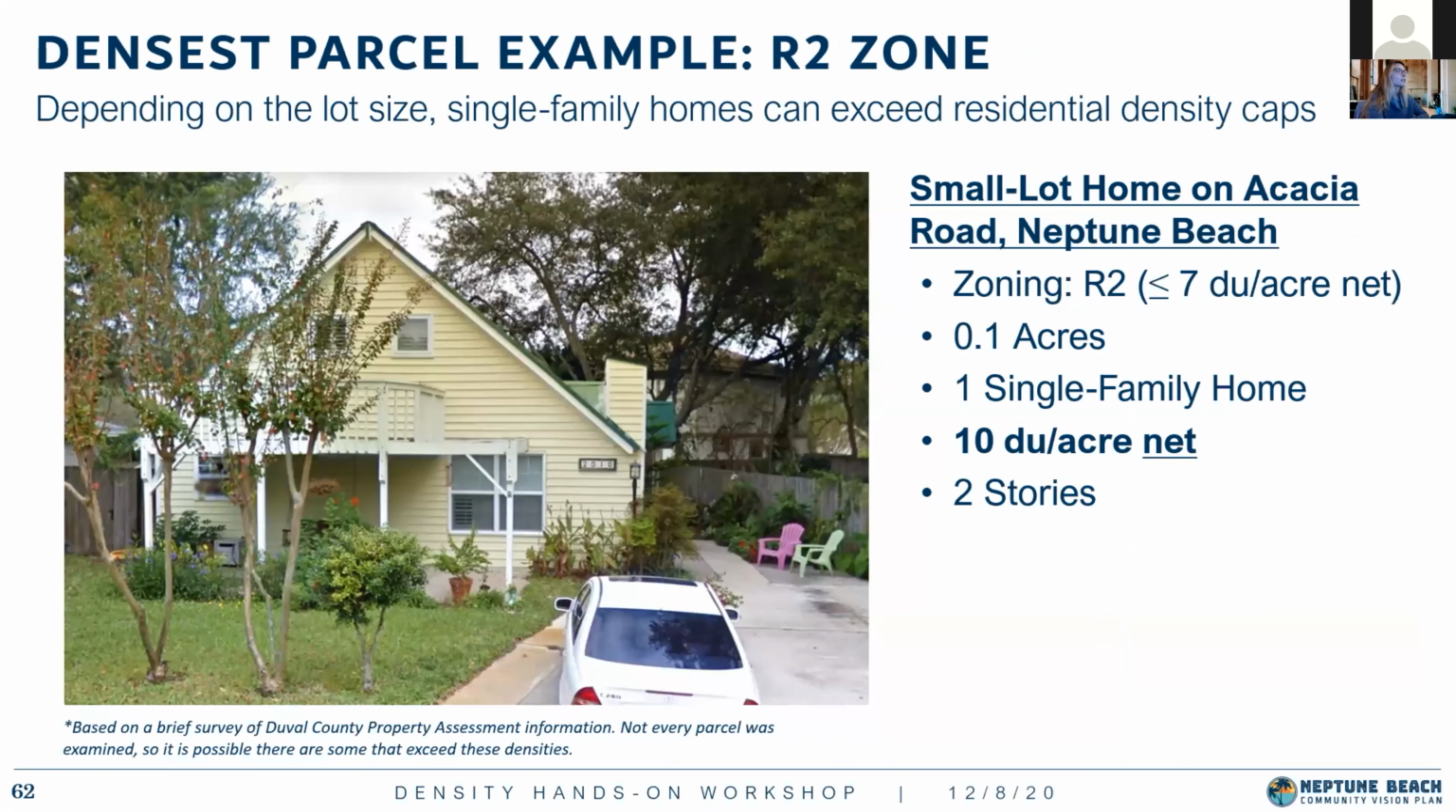So in the R2 zone, here's an example of a single family home on a small lot on Acacia. And this is zoned R2, which after we've converted it is up to 7 dwelling units to the acre net. And this home is about 10 dwelling units to the acre net. And that's simply a result of the fact that it's one home on a 0.1 acre lot.